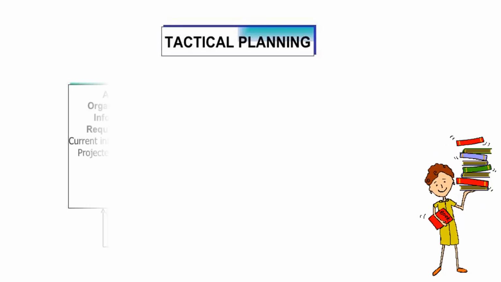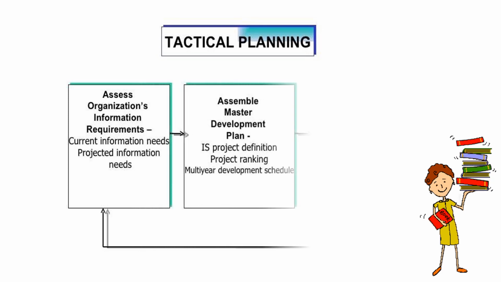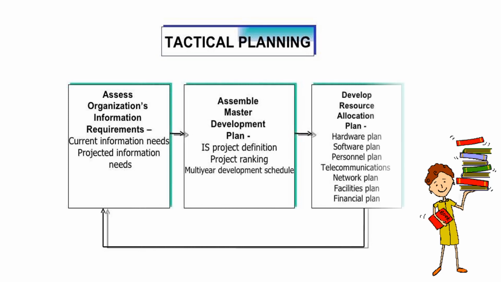Tactical planning. This is a diagram that shows tactical planning. In this, there are three parts, that is assess organization's information requirements. The second one is assemble master development plan. And the third one is develop resource allocation plan.